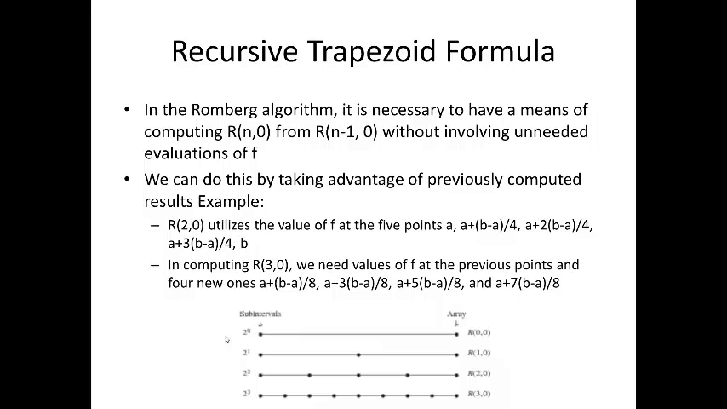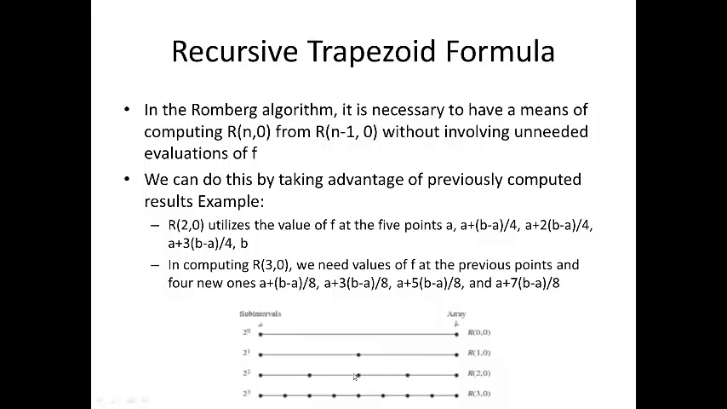We can do this by taking advantage of previously computed results. For example, R20 here utilizes the value of f at 5 points, 1, 2, 3, 4, 5, namely a, a plus (b minus a) divided by 4, a plus (b minus a) divided by 2, a plus 3(b minus a) divided by 4, and b. In computing R30, we're going to need those same points, plus 4 new ones, 1, 2, 3, 4.